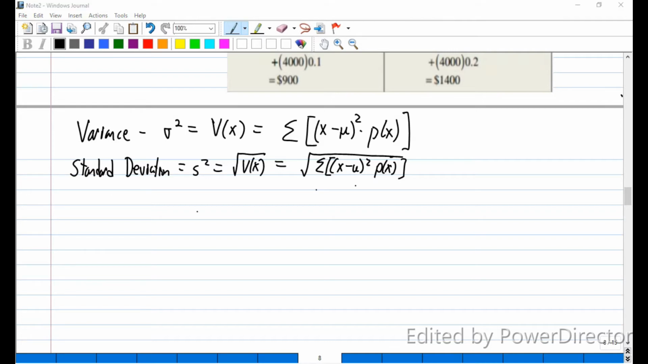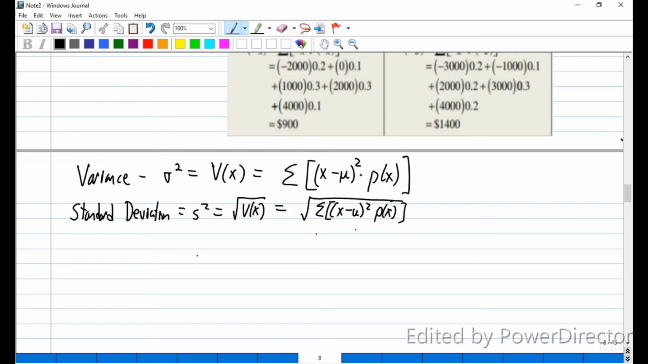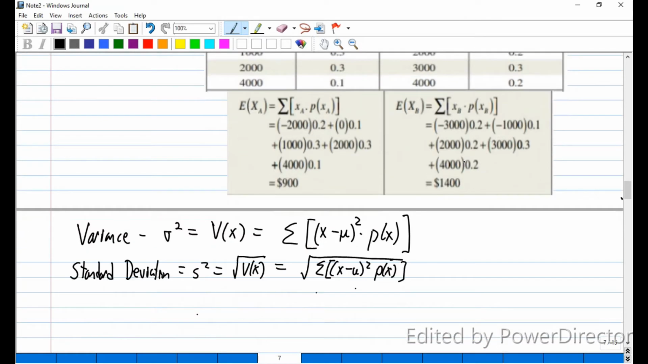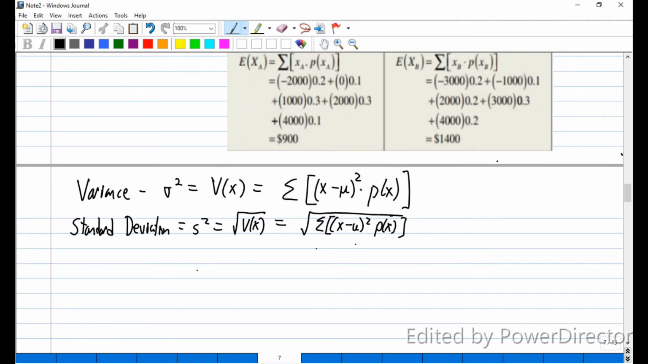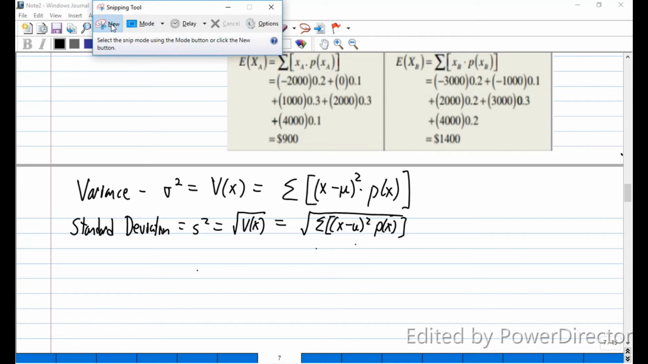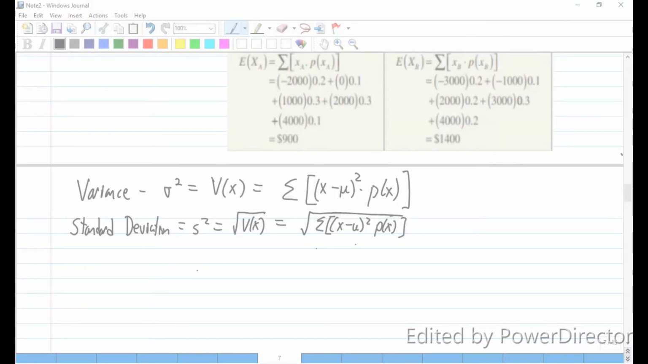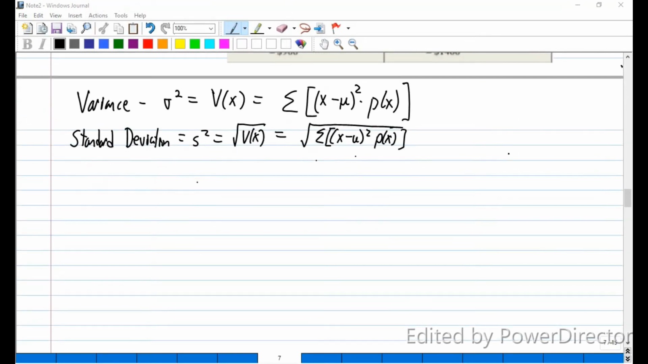Now, you do need to understand how to do this out by hand, even though it would take a little bit longer. So let me show you what I'm talking about. Let's say that, what did we choose up here? What was the better option? Investment B. Let me show you how to find the variance for investment B and the standard deviation for investment B. Okay, so we first do have to calculate the mean or the expected value.